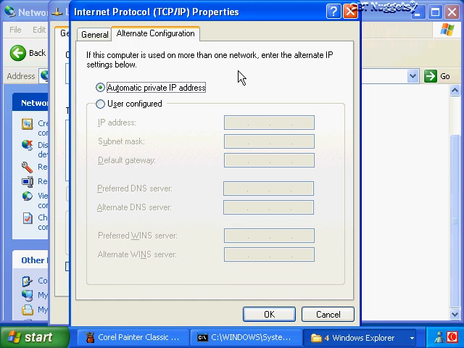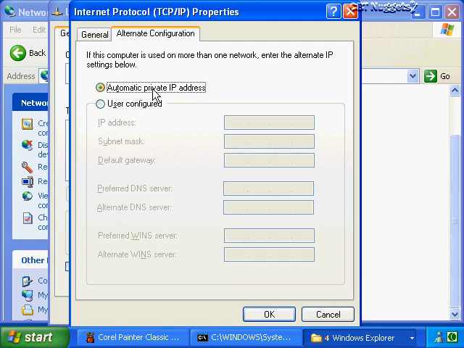If Windows XP has been configured to obtain an IP address automatically from a DHCP server, then you'll see this tab right here, Alternate Configuration. If you've manually typed in an IP address, this tab will not appear. And the Windows XP computer can automatically assign two different types of IP addresses if it cannot contact a DHCP server when the computer boots up. One is an automatic private IP address, also referred to as APIPA, or an IP address that you define.